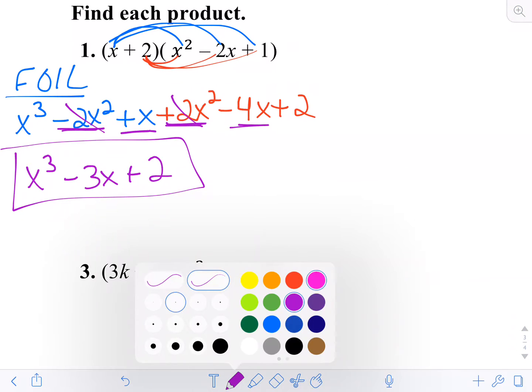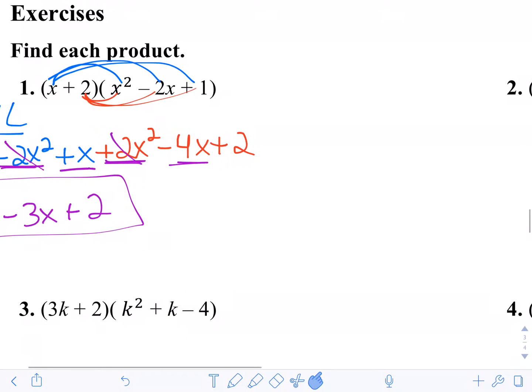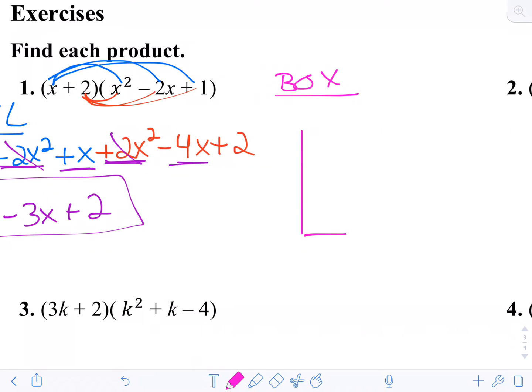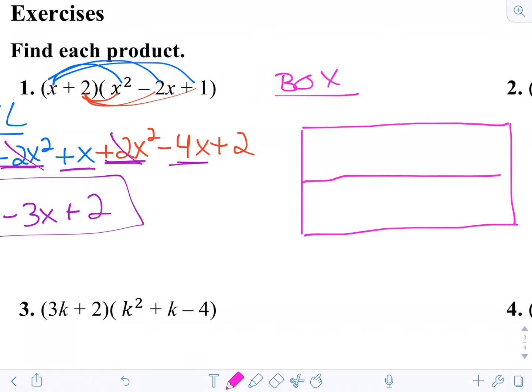Okay. If you decide to do the box method, you still want 2 rows, but you want 3 columns. So let's see if I can make this. We're not going to have enough space. So there we go. So you have x plus 2, and you have x squared minus 2x plus 1. So x times x squared is x cubed.